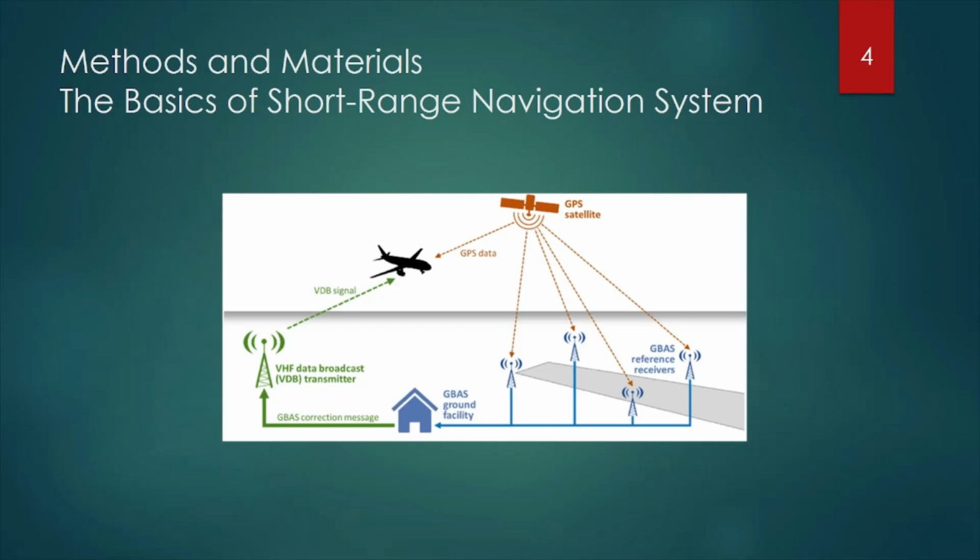The main purpose of the short-range navigation system is to bring aircraft to the landing airfield and provide navigation when flying along the road over the continental part of the Earth's surface.